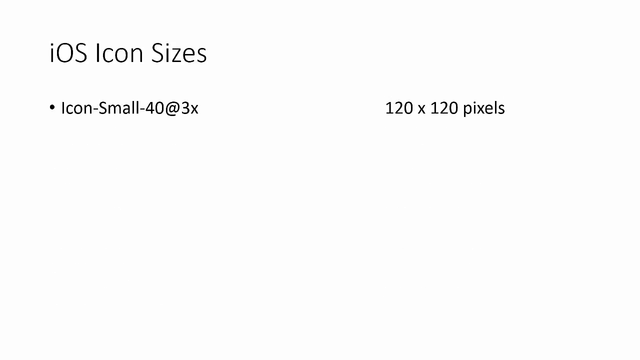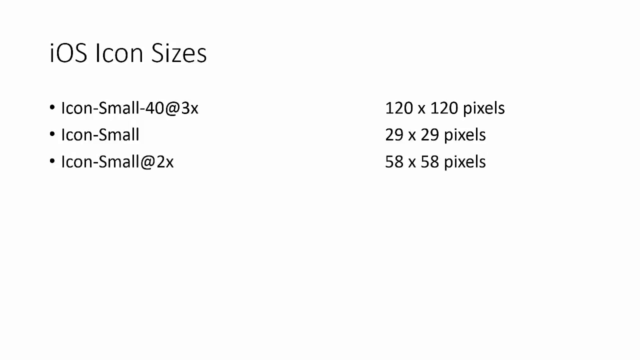And the next one, the icon small 40 at 3 times, as you can probably guess, is used as the spotlight icon on iPhone 6 Plus. We also have a much smaller icon, the icon small at 29 by 29 pixels. This one's actually used in the settings menu. And an icon small at 2 times, which is 58 by 58 pixels. It's used in the settings menu on devices that have a Retina display. And an icon small at 3 times, which is also used in settings, but on the iPhone 6 Plus.